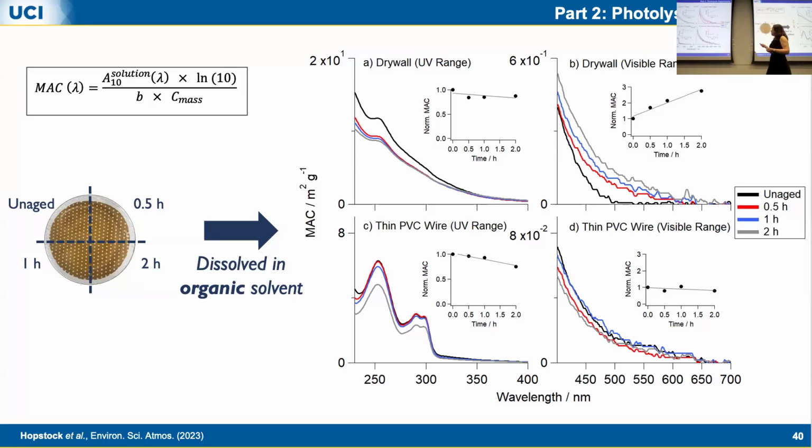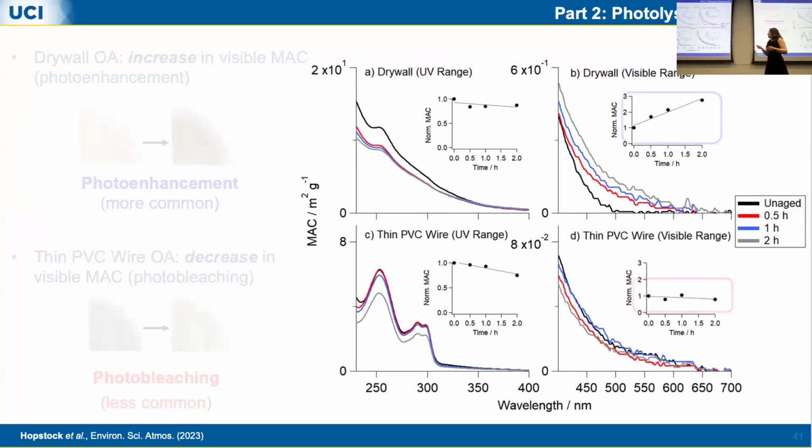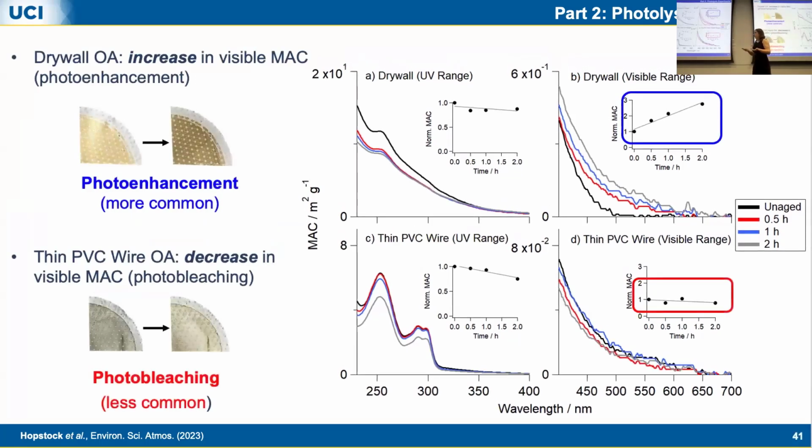And so in the top, I'm showing a case for drywall, and in the bottom was thin PVC wire. And on the left is just the UV range, so that was between about 230 and 400 nanometers. And then on the right was the visible. And each of these inset plots are MAC values normalized to the unaged value. And so for UV, both drywall and thin PVC experienced the same thing. There was a decrease in MAC as a function of photolysis time. But then for the visible range, we saw something else. So we saw for drywall, there was actually an increase, and then for thin PVC wire, there was a decrease.